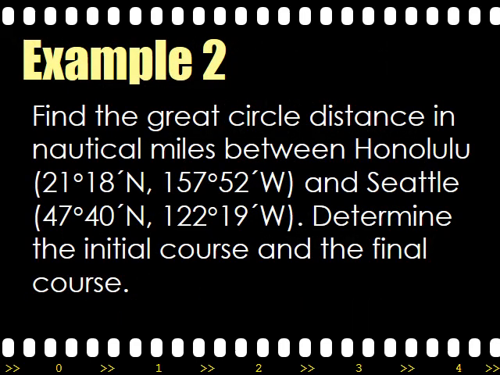Okay, so let's try another example. So, here, find the great circle distance in nautical miles between Honolulu, which is at 21 degrees, 18 minutes north, 157 degrees, 52 minutes west, and Seattle, which is at 47 degrees, 40 minutes north, and 122 degrees, 19 minutes west. So, determine the initial course and the final course.